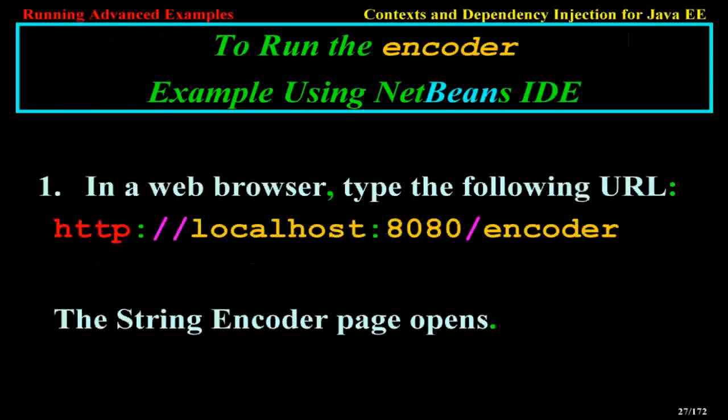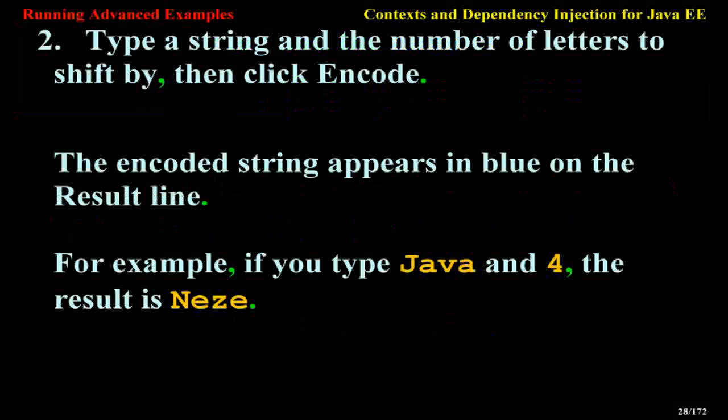Click Open Project. In the Projects tab, right-click the encoder project and select Deploy. To run the encoder example using NetBeans IDE, in a web browser, type the following URL: http://localhost:8080/encoder. The string encoder page opens. Type a string and the number of letters to shift by, then click encode. The encoded string appears in blue on the result line. For example, if you type Java and 4, the result is NES.